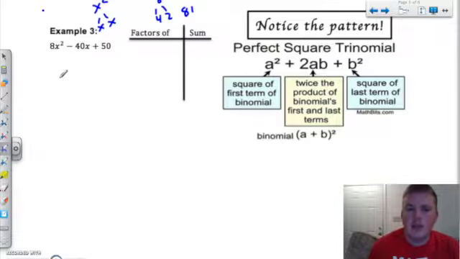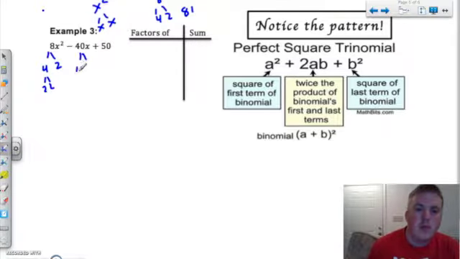So let's go ahead and see what kind of greatest common factor we can pull out and see if that might leave us with something that is a perfect square trinomial. So we talked about 8 being able to be broken down into 4 times 2, and 4 being broken down into 2 times 2 further. 40 we could break down into 4 times 10. 4 again is going to be 2 times 2, and 10 is going to be 5 times 2.